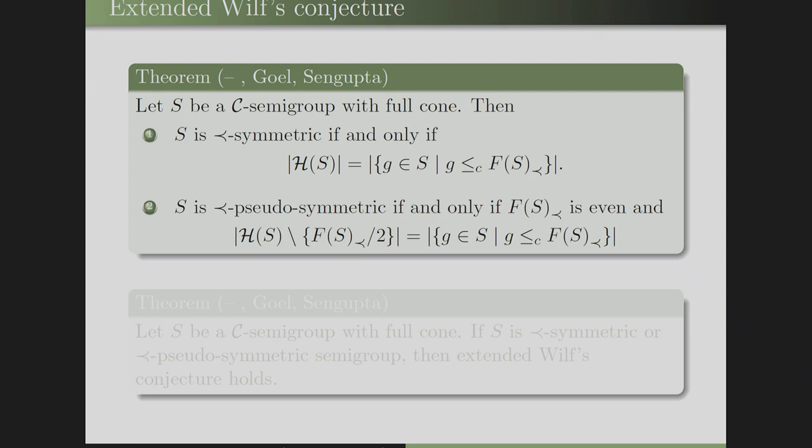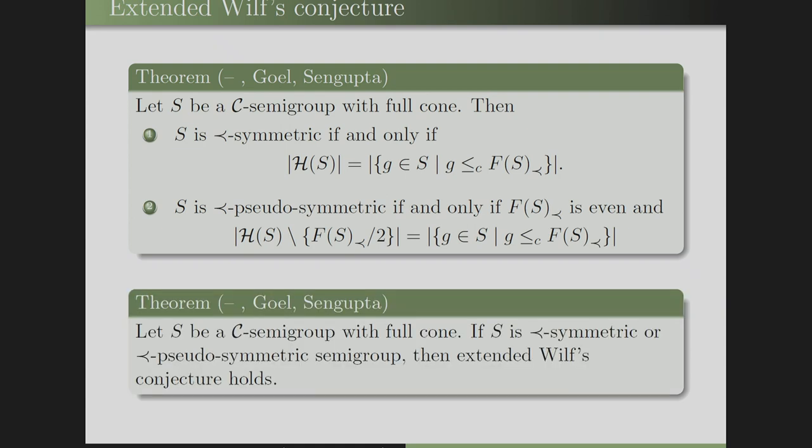So for C-semigroups with full cone, we prove that S is symmetric if and only if the cardinalities of these two sets are equal, and S is pseudo-symmetric if and only if the cardinalities of these two sets are equal. With the help of previous characterizations, we prove that for sigma-symmetric or sigma-pseudo-symmetric semigroups, the extended Wilf's conjecture holds.